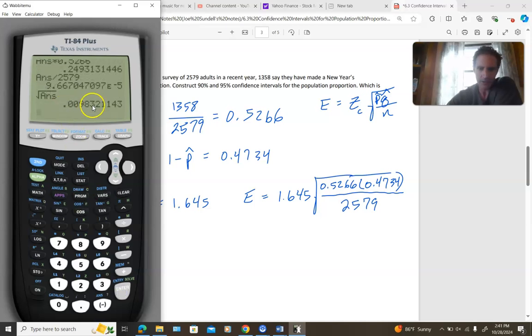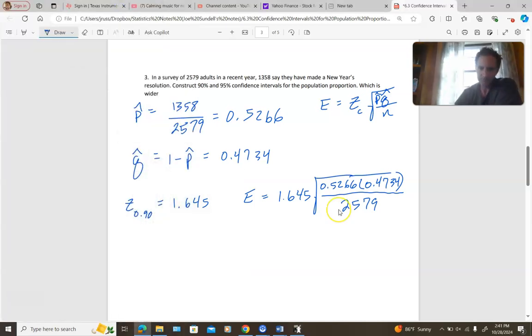And I get this value, and then I'll multiply this by that critical z-value. And we're going to get a margin of error of, and again, remember, these are going to be kind of small, this is roughly 1.6%, okay? I'm going to call it 0.0162.